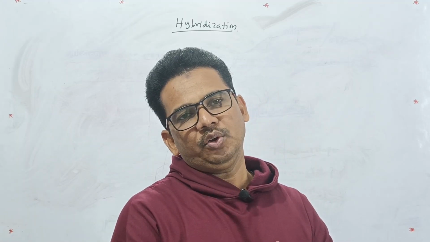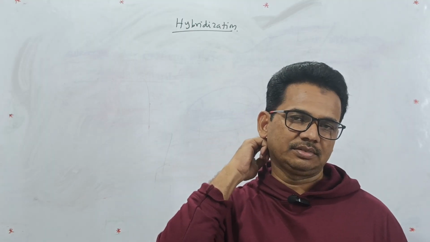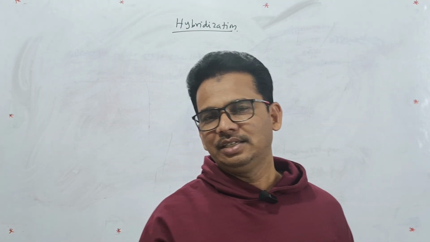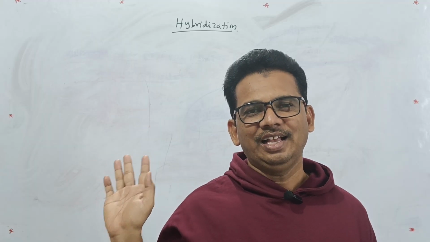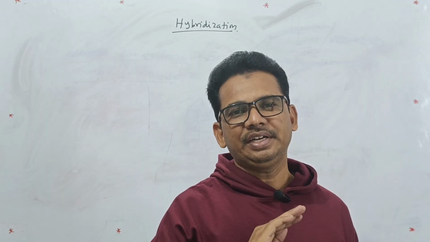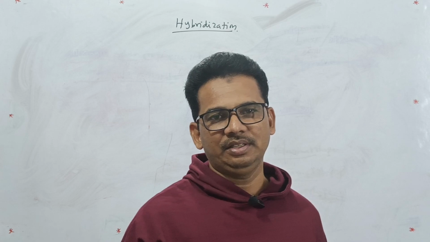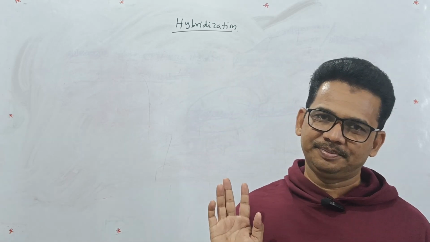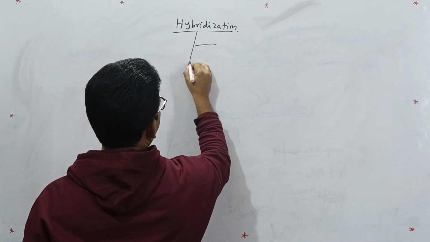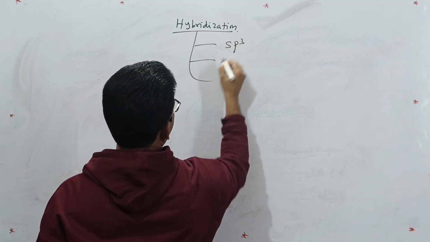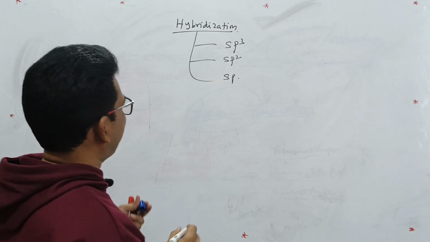Before going to hybridization, we should know how to write the electronic configuration. If you don't know the electronic configuration, it is very difficult to find out how many electrons are there in the outer shell, and it is also difficult to understand what type of hybridization it will have, whether sp3, sp2 or sp. Hybridization is classified into how many types? Three types: sp3, sp2, sp.